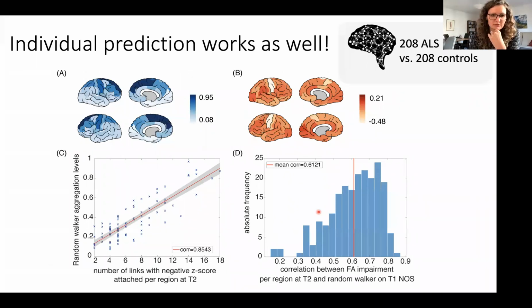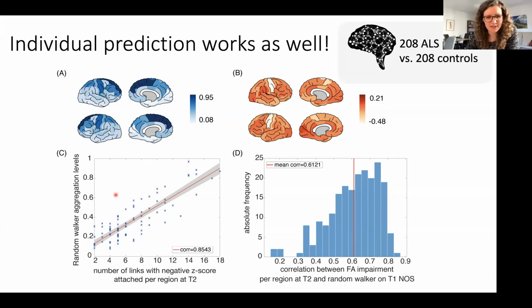So before that was a group level. Now this is the random walker aggregation level just averaged over all the individuals. Looks quite similar to the group level. This is the empirical impairment averaged over all individuals. And this is a Z-score again. So low Z-score means very weak connection compared to healthy controls. So you see already the correspondence. Here you can see it just for one individual patient.